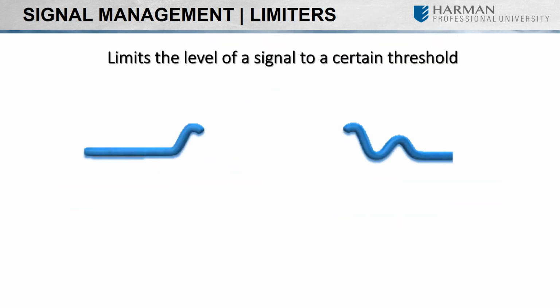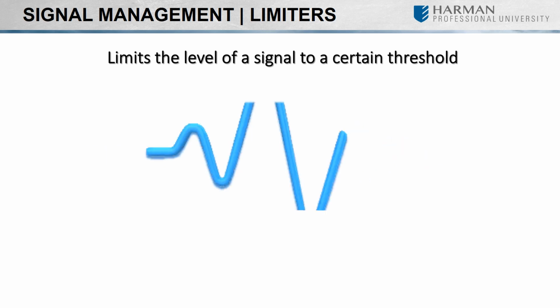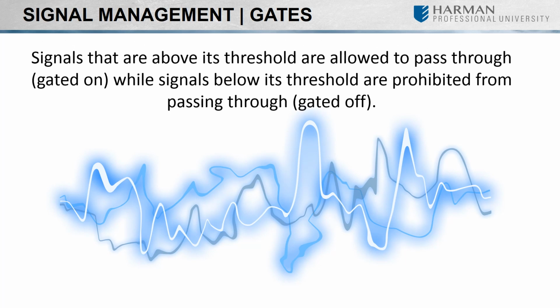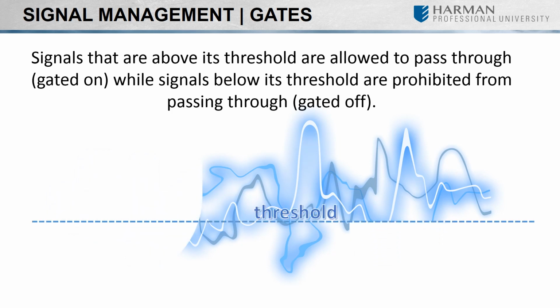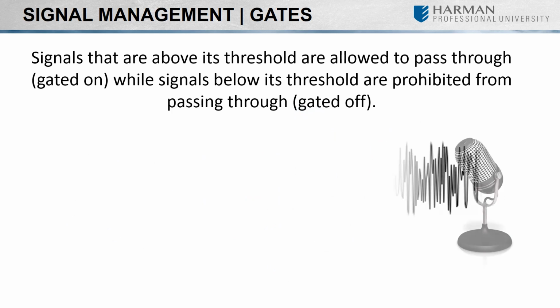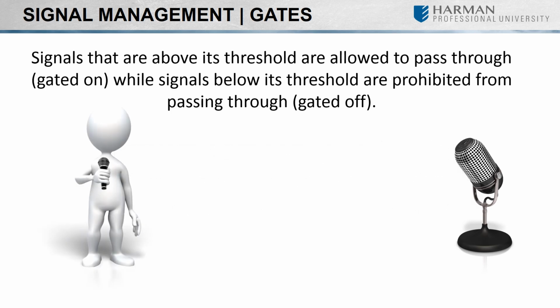A limiter is a type of compressor which is used to prohibit an output signal from getting any louder. They are typically used to protect against clipping. Another example of a dynamic signal processor is a gate. A gate can be looked at as the opposite of a compressor, and signals that are above its threshold are allowed to pass through, or gated on, while signals below its threshold are prohibited from passing through, gated off. Gates are useful when you are experiencing ambient noise through an open microphone. Set the gate's threshold just to where the noise disappears, but the source is allowed to pass through. There are many other dynamic signal processors, but we won't get into them here.